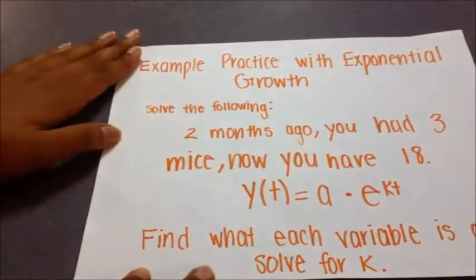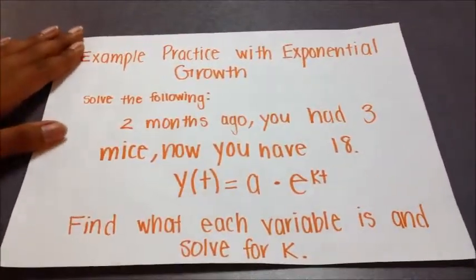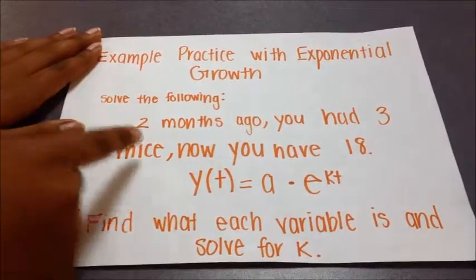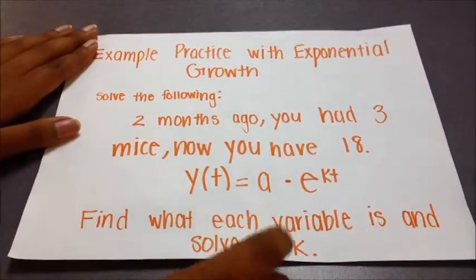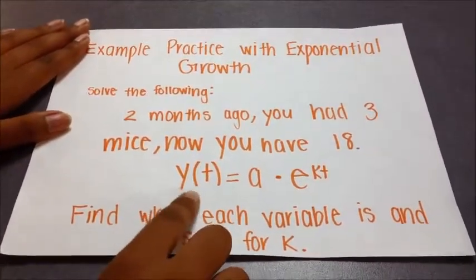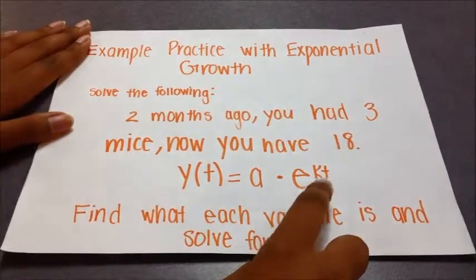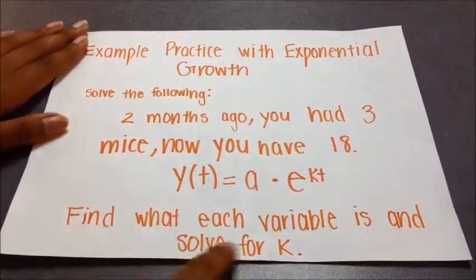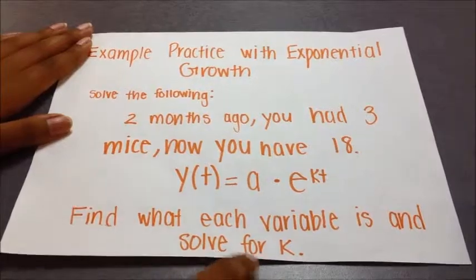Example practice with exponential growth. Solve the following. 2 months ago, you had 3 mice. Now you have 18. So use the equation y of t equals a times e to the kt. Find what each variable is and solve for k.